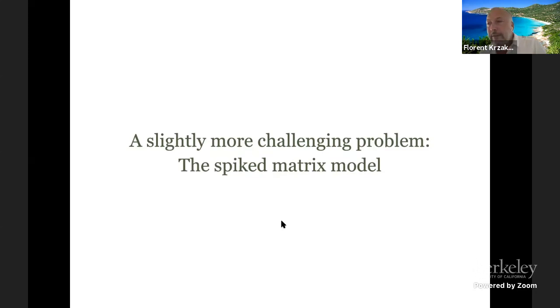All right, so now for the last 5 minutes, I just want to give an exercise to those who want to check they have learned everything. A good exercise is to try to repeat the computations, that is the replica derivation and the interpolation-type proof, for the spike matrix model.